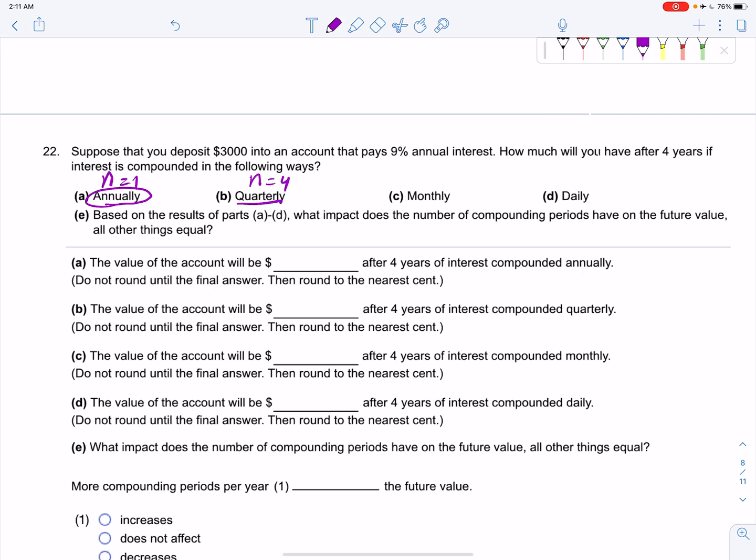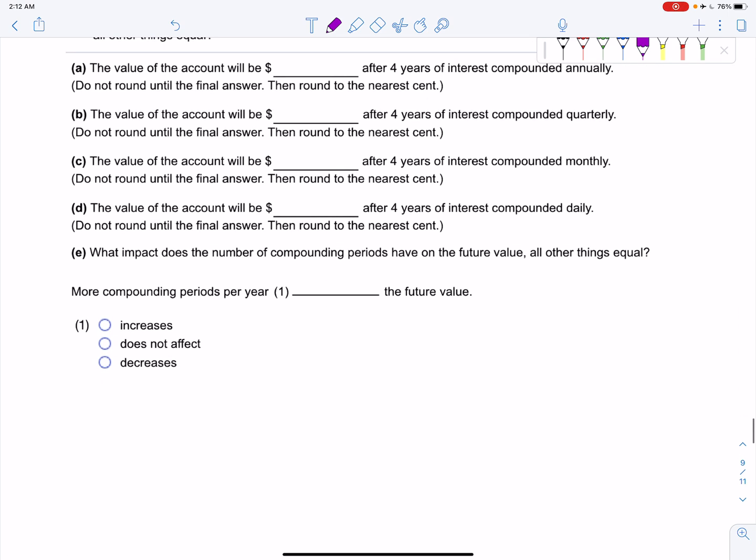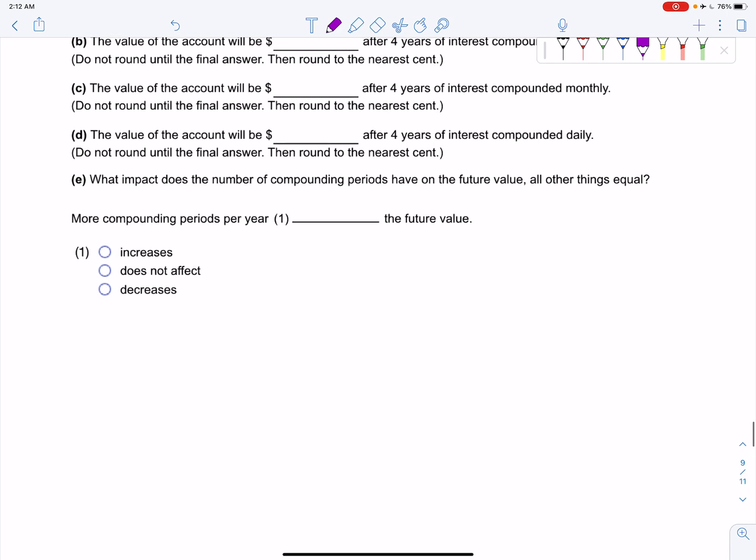N is 4. Monthly, n is 12. And daily, how many days happen in a year? Daily is n equals 365. Okay, so you can see what's going to happen here. Let's go ahead and see if we can do this problem.